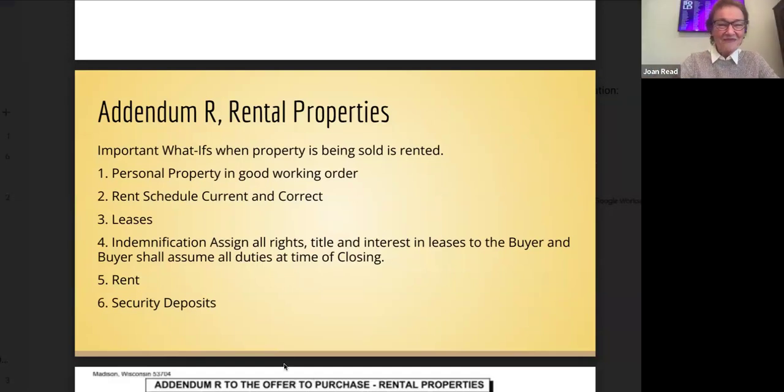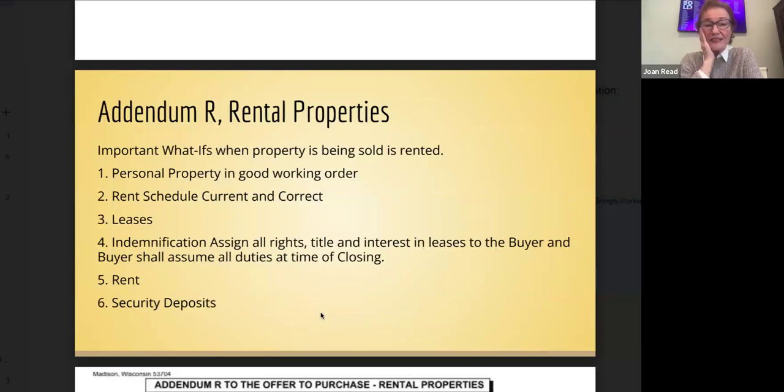Good. Addendum R, this is regarding rental properties. So if you're a listing agent with a property that is currently being rented or has the possibility of being rented, but generally if it's currently being rented. So if you are selling your duplex, this is where addendum R can come into place to help the transaction between the new buyer and the current owner or the landlord.